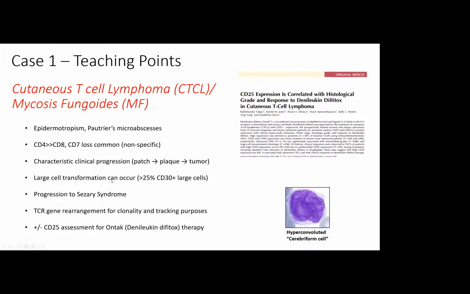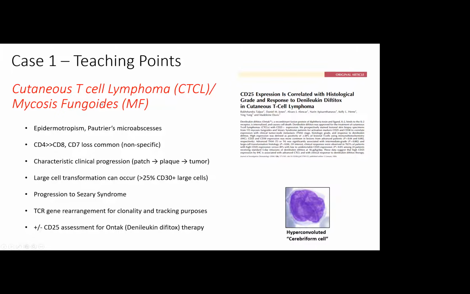But that's not the only way that they can transform. You can actually get, as I mentioned before, progression to Sézary syndrome, where these cells actually become systemically circulating and can seed in lymph nodes and non-lymph node organs, as well as in the peripheral blood, where you get marked erythroderma, as well as some other changes too.